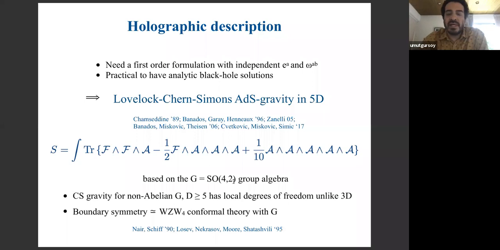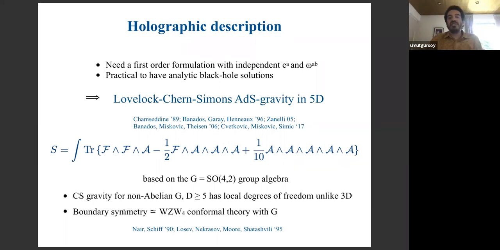So as you know, in 3-dimensional Chern-Simons gravity, the boundary theory gives you the asymptotic symmetries. If you just look at the asymptotic symmetries, you find the Virasoro generators. You find the Kac-Moody symmetry if you have a non-trivial group G in general. And this is analogous in 5 dimensions. What you find is a Wess-Zumino-Witten 4 conformal field theory.